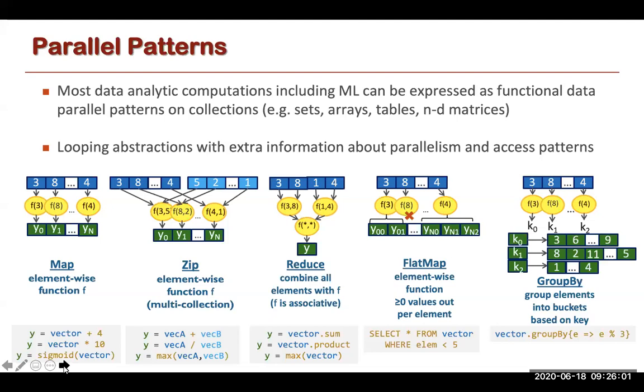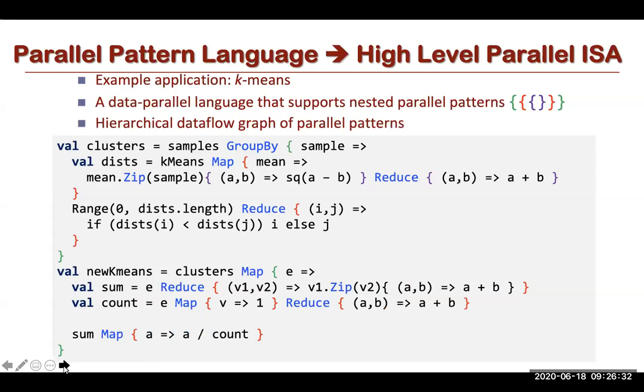So two common parallel patterns are map and reduce. Others are zip, which is kind of a multi-input map, and flat map and group by, which are more interesting operators that get used in data processing operations such as SQL. And so if you look at representing domain-specific languages, what you'll find out is that you'll need to support a set of hierarchical parallel patterns. Right? And so you don't just have map followed by reduce, but you've got some nesting of map, reduce, group by, zip, and so on.